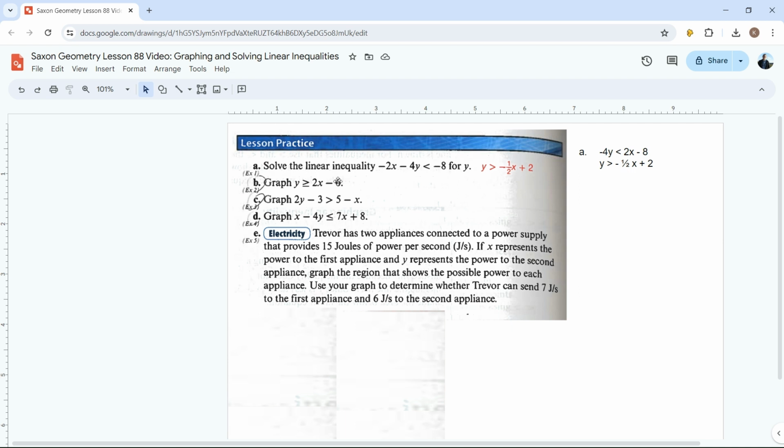Hey, I'm going to point out one other thing. I notice that this is greater than or equal to, not just greater than like the next one. Because it's or equal to, that means that points that lie on the line are solutions to the inequality. So I'm going to graph this one with a solid line. Let's take a look at what this looks like.